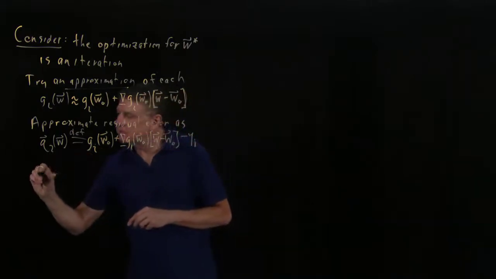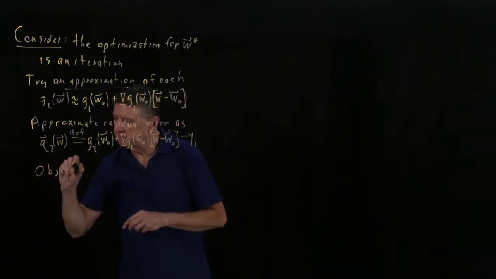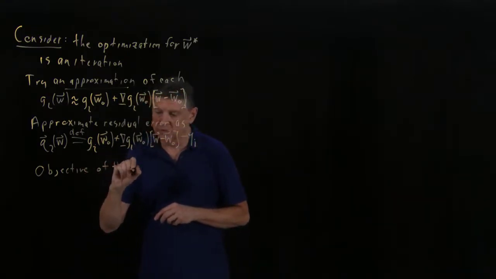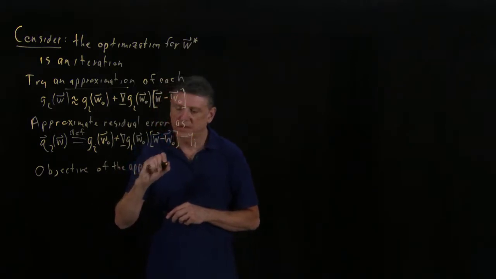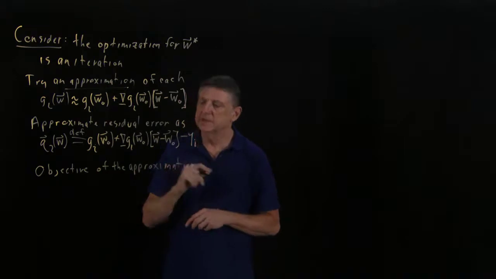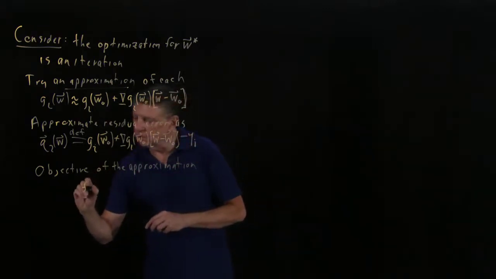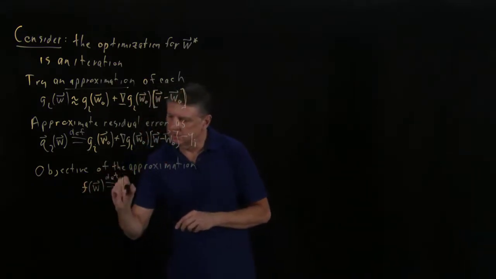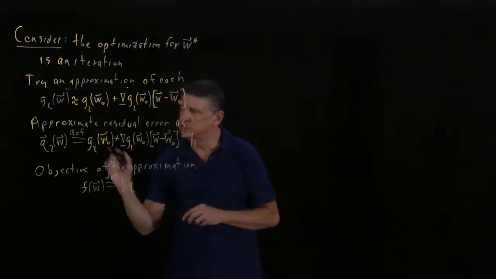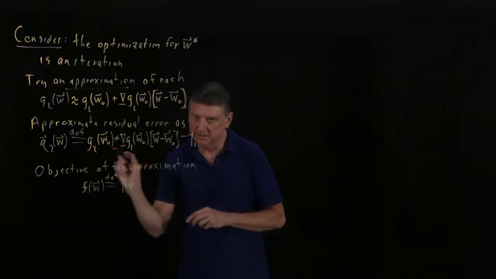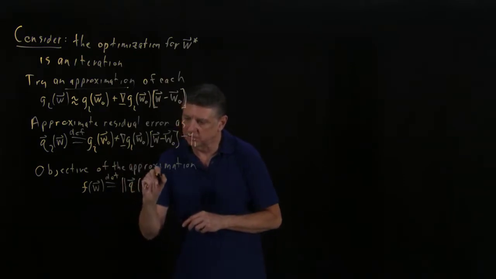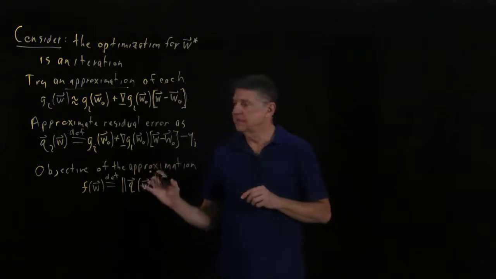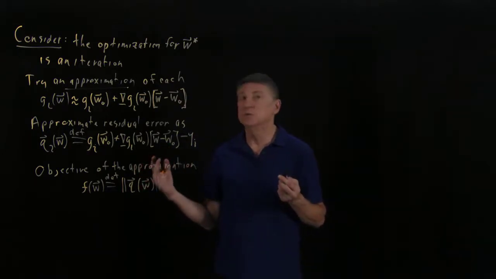And this then allows us to have a new objective. The objective of the approximation, so this is not the objective that we had in the previous session, this is the objective of the approximation. Now we'll use a lowercase f, and we will define this as being the residual error of this approximated value at the argument squared. This now lets us get the Gauss-Newton derivation.